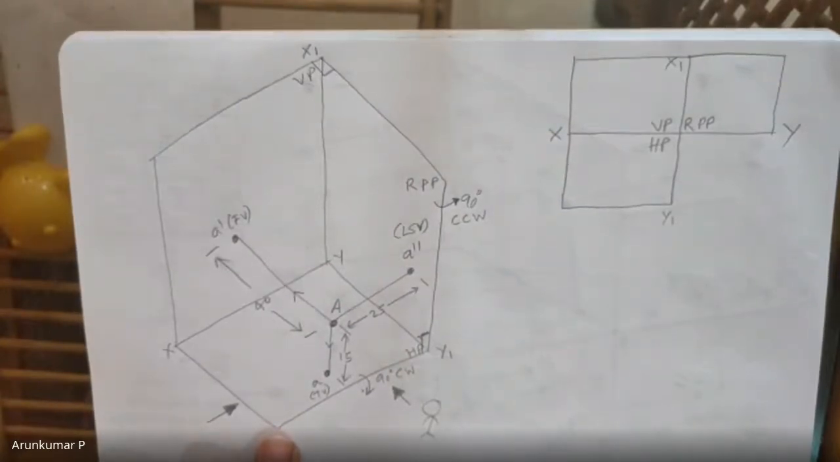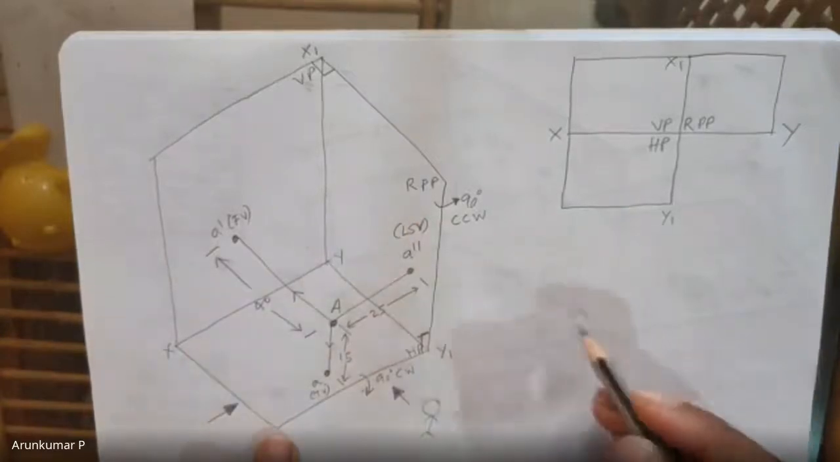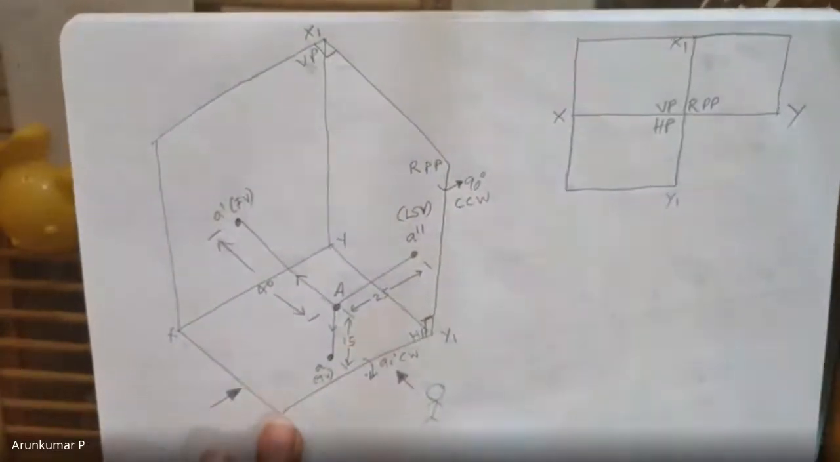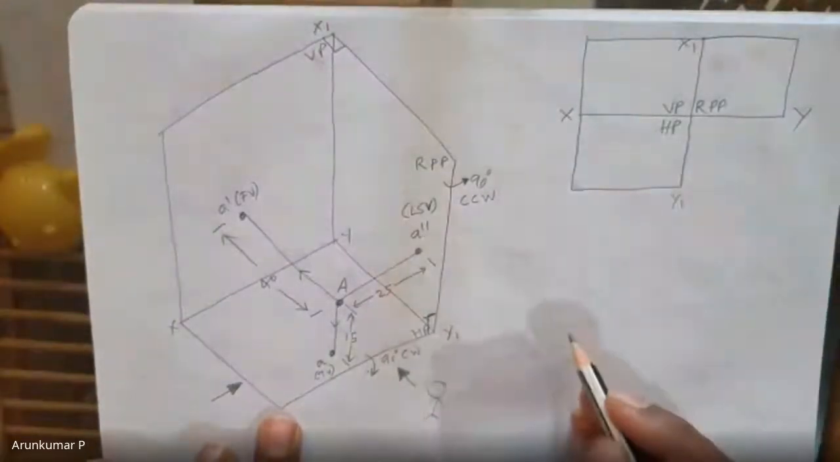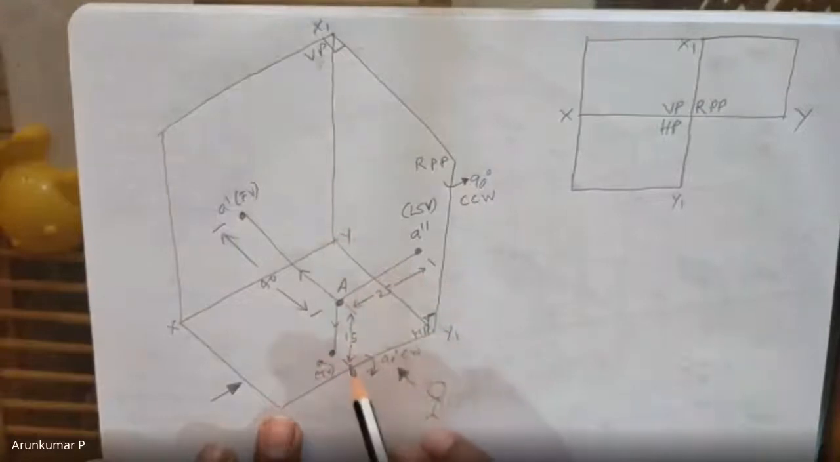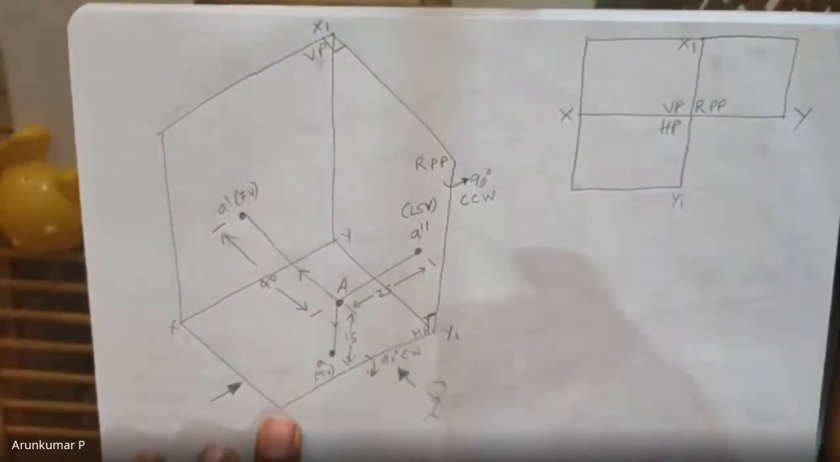Okay. Now, what I would like to tell you here is, this is the arrangement of planes. But if you want to solve this particular problem and get the front, top, and side view, how to go about it? First thing is draw the XY line.